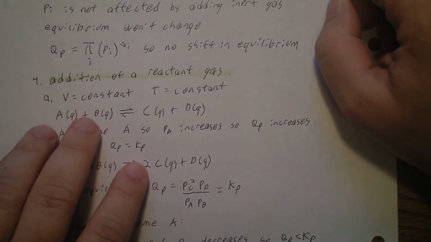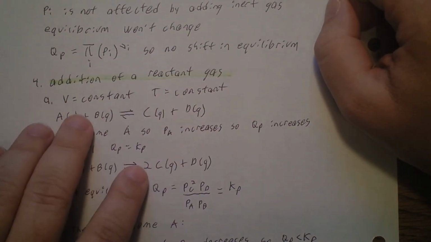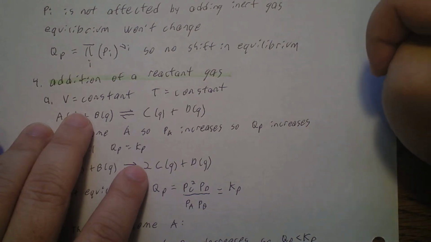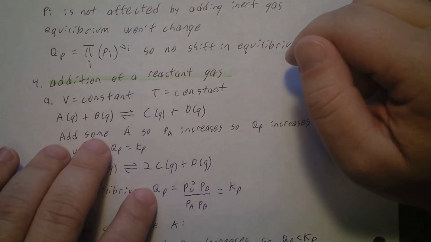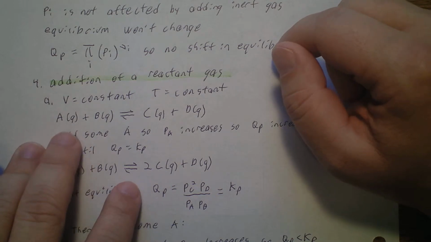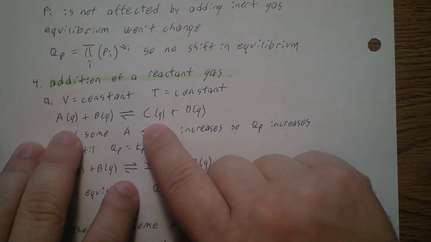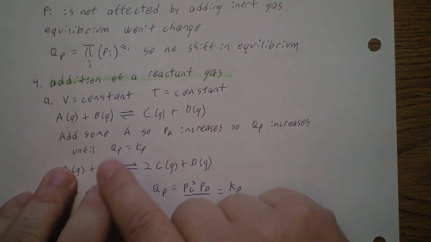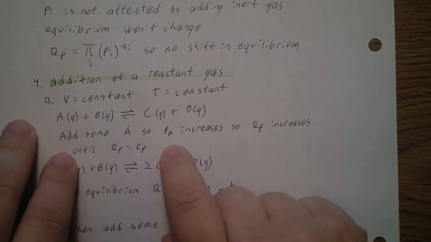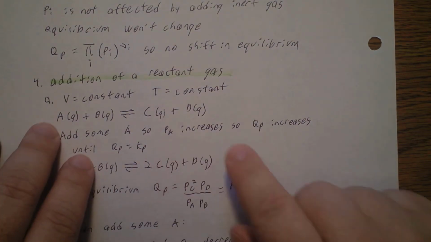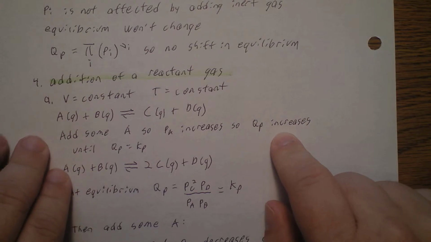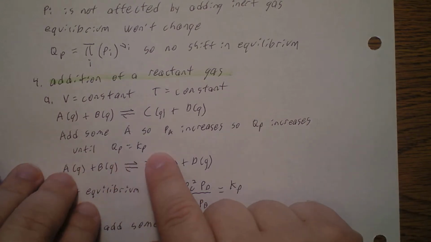What if we add a reactant gas? So we're going to say that volume is constant and temperature is constant. Then we're going to go from A gas plus B gas to C gas plus D gas. So we're going to add some A, which means the partial pressure of A is going to increase, which means that QP changes until QP is equal to KP.